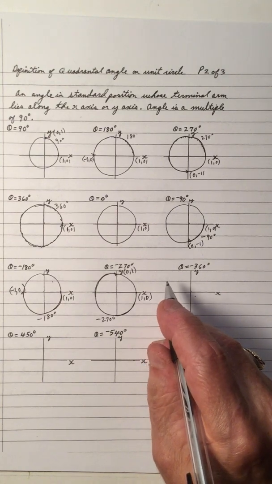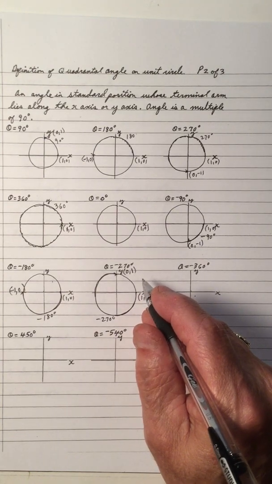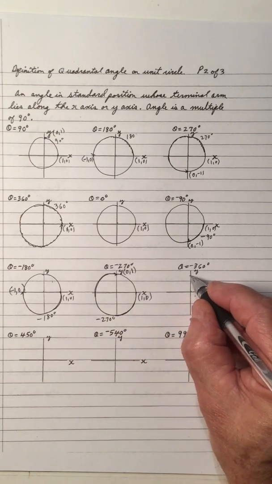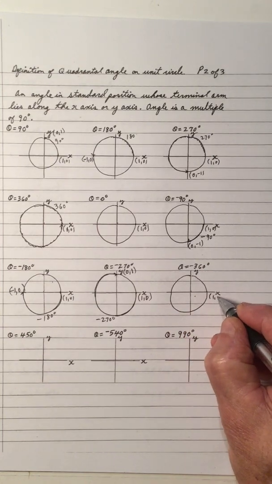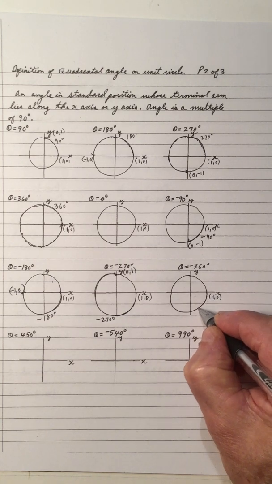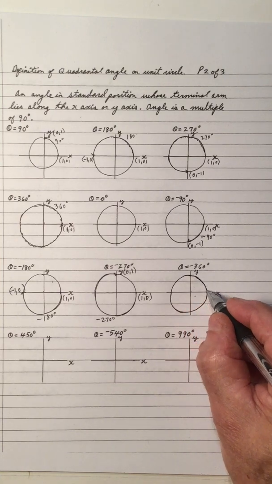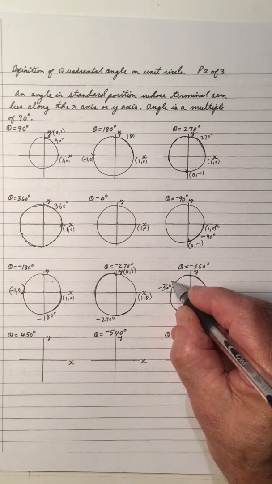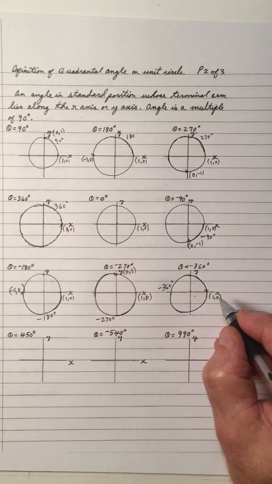As long as you end up on the x-axis or the y-axis, then that rotation or that angle is a quadrantal angle. -360, we start again at point 1, 0. -360 is clockwise right around to come back to the same point again. So that's a -360 rotation, and so the coordinates of the point are 1, 0.